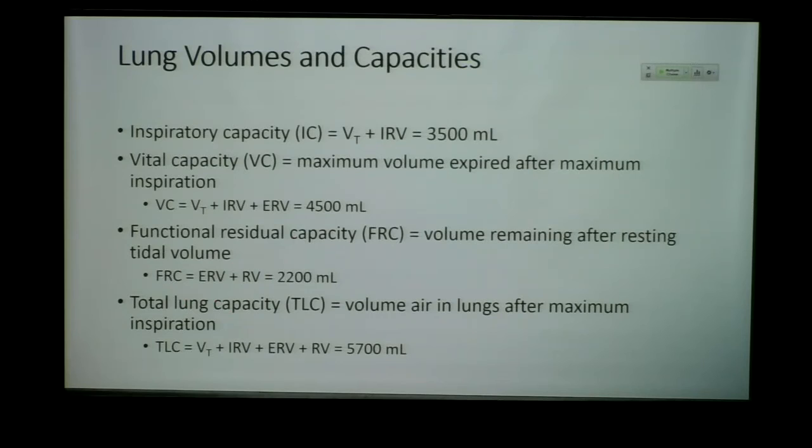milliliters. And then finally, your total lung capacity is the volume of air after your maximum inspiration. So we simply add tidal volume, inspiratory reserve, expiratory reserve, and your residual volume, okay? And that's 5,700 milliliters. That's the maximum air that can be moved. Well, not moved, because we can't move residual volume, but the maximum air that is associated with lung function, okay? Your total lung capacity.